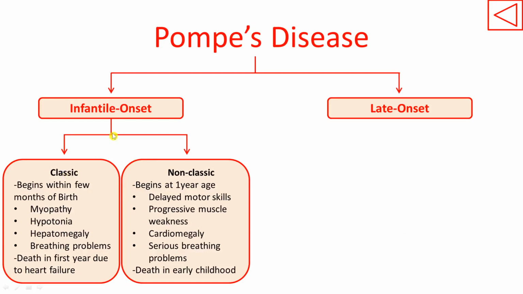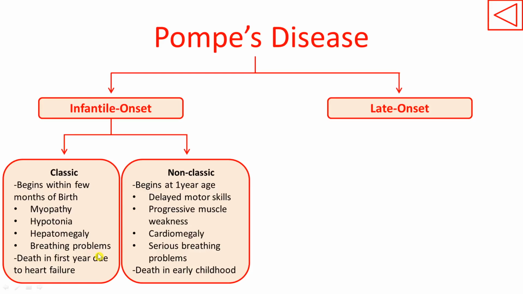The classic infantile onset Pompe's disease usually begins within few months of the birth of a baby. In classic type, the baby suffers from myopathy, where there will be muscular weakness. There can be hypotonia, that is decrease in the tone of the muscles. Hepatomegaly means enlargement of liver, and there can be breathing problems. These breathing problems usually occur due to weakness in the diaphragm muscles.